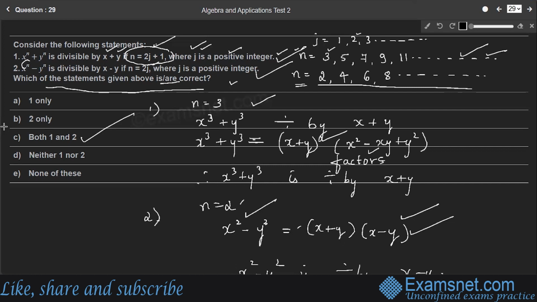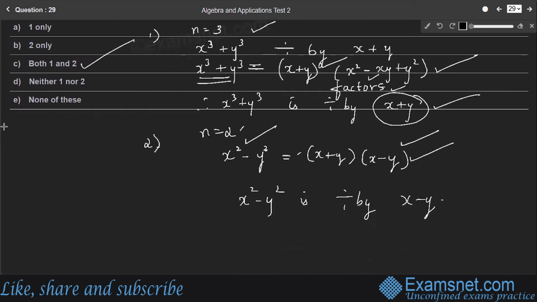So x raised to n plus y raised to n becomes x cube plus y cube. Whether it is divisible by x plus y or not, for that let us consider the formula. So a cube plus b cube or x cube plus y cube directly, which is equal to x plus y into the second term. That means here x plus y is one of the factors of x cube plus y cube. Therefore, x cube plus y cube is divisible by x plus y. Hence, first statement is correct.